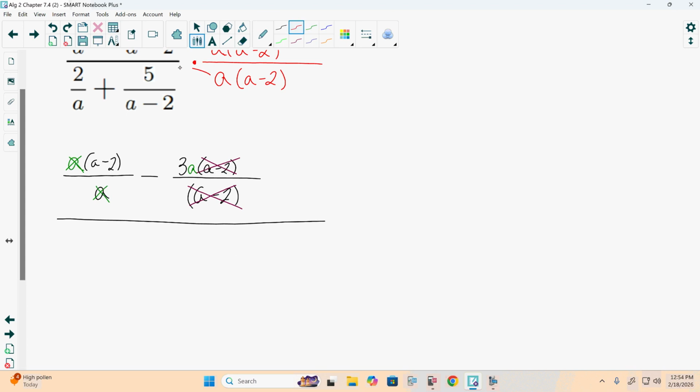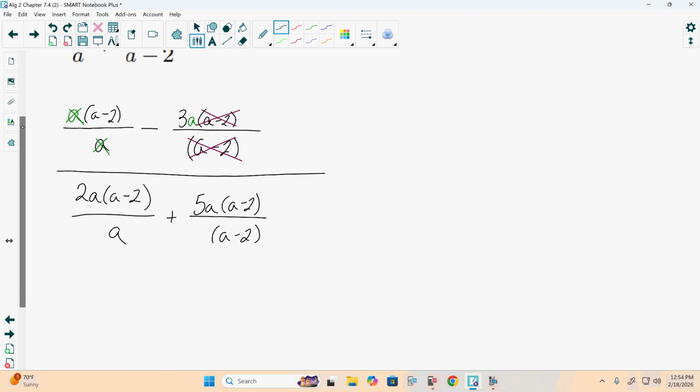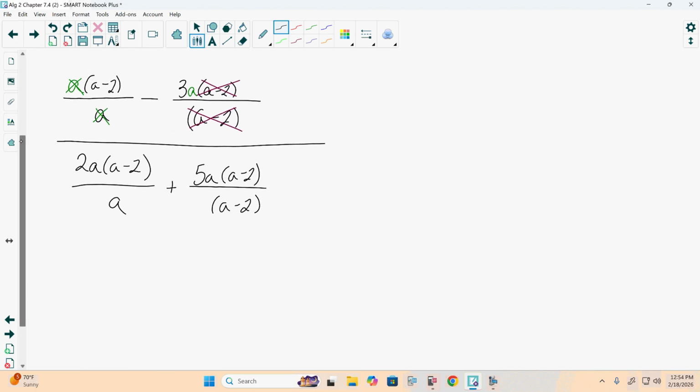On bottom, we're now going to multiply by this a times a minus 2. So 2 times a minus 2 on top over a. Plus, in our second one, our 5 times a is going to be 5a times a minus 2 all over a minus 2. So we finished simplifying the top.